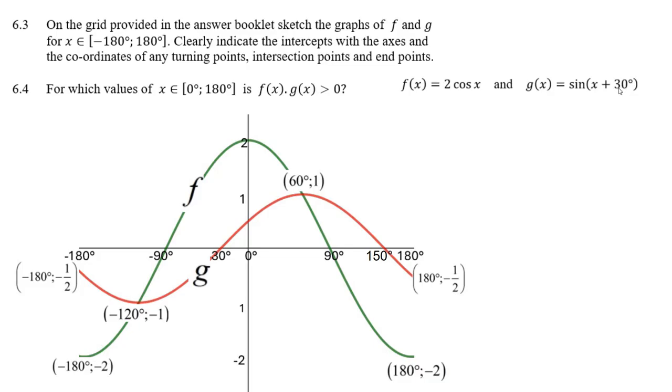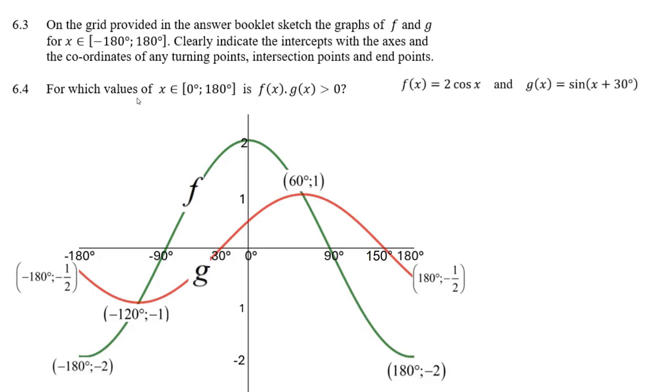The reference angle is 30. That just means that in the third quadrant, it's negative a half. The sine of 30 degrees is a half, but it's negative there. And this is negative a half. You've got to label those endpoints. And that's it. That's the whole thing.